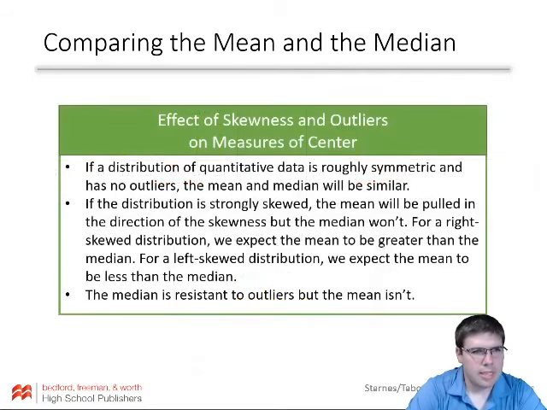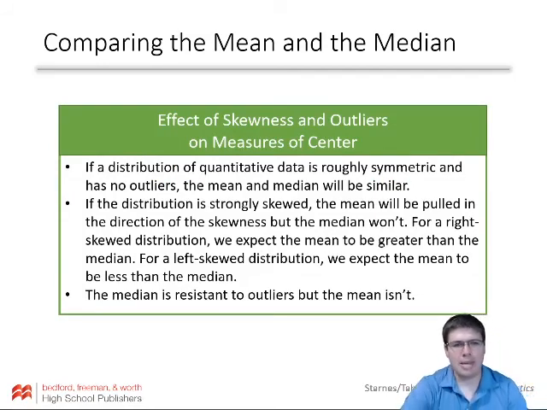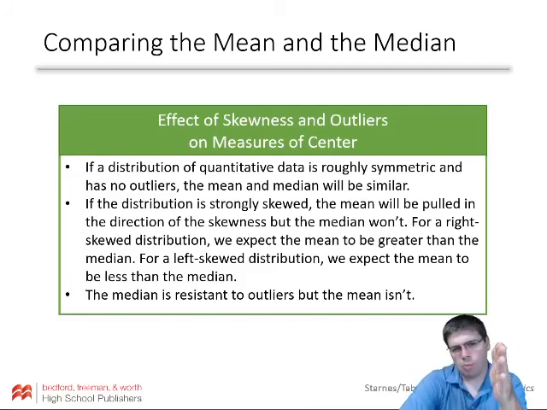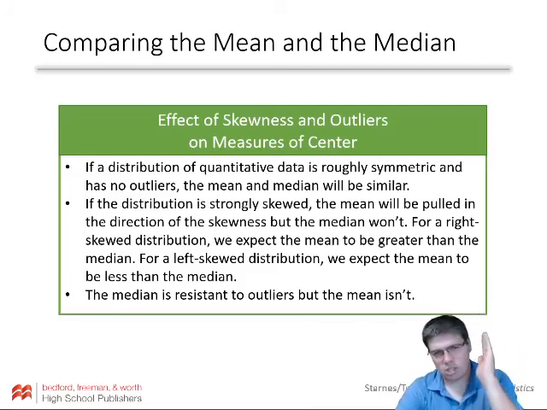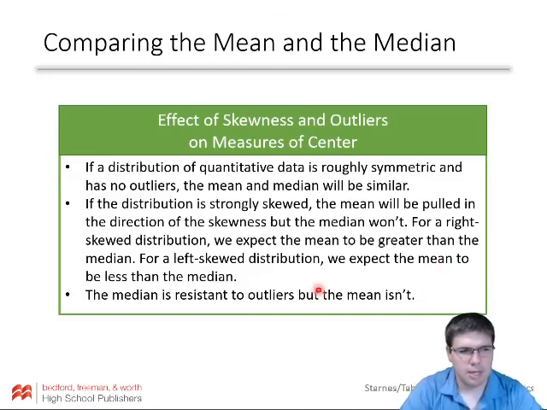To summarize, if a distribution of quantitative data is roughly symmetric and has no outliers, the mean and median will be similar. If the distribution is strongly skewed, the mean will be pulled in the direction of the skewness, but the median won't, or it's still not at the peak. The peak is the most common result. We call that the mode. We're not going to actually do much analysis with the mode. The median will be skewed slightly towards the skew, but it's just going to be the center, half the distribution above, half below. For a right skewed distribution, we expect the mean to be greater than the median. For a left skewed distribution, we expect the mean to be less than the median, and the median is resistant to outliers, but the mean is not.